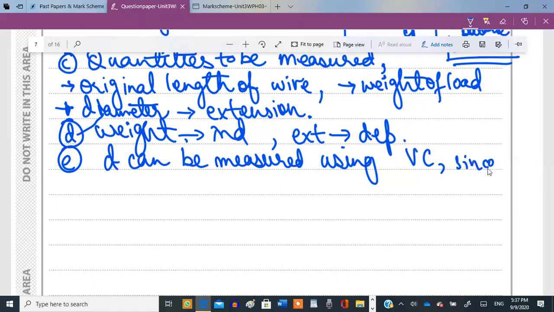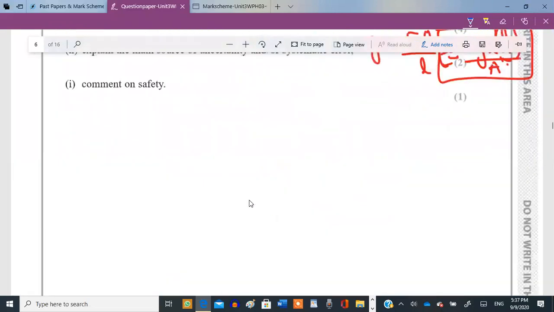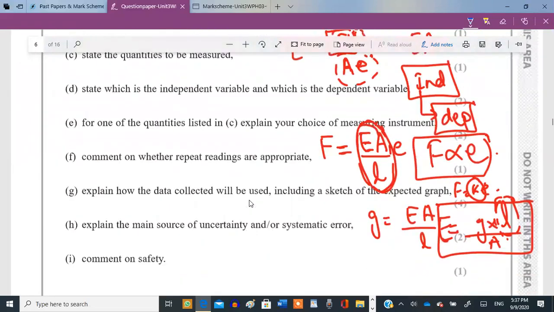Since the diameter of the wire is very small and cannot be measured using a normal meter rule, of course, right? It's very small. That's the explanation. Then after E comes F.